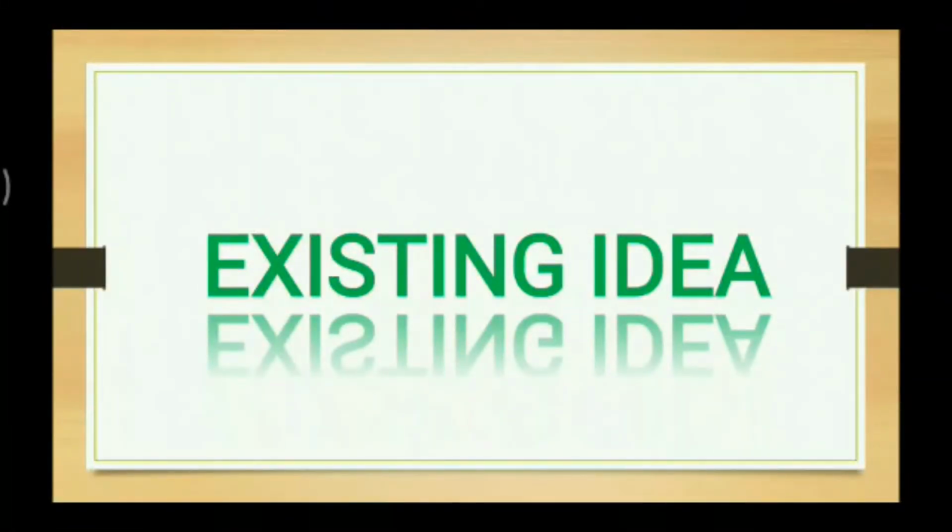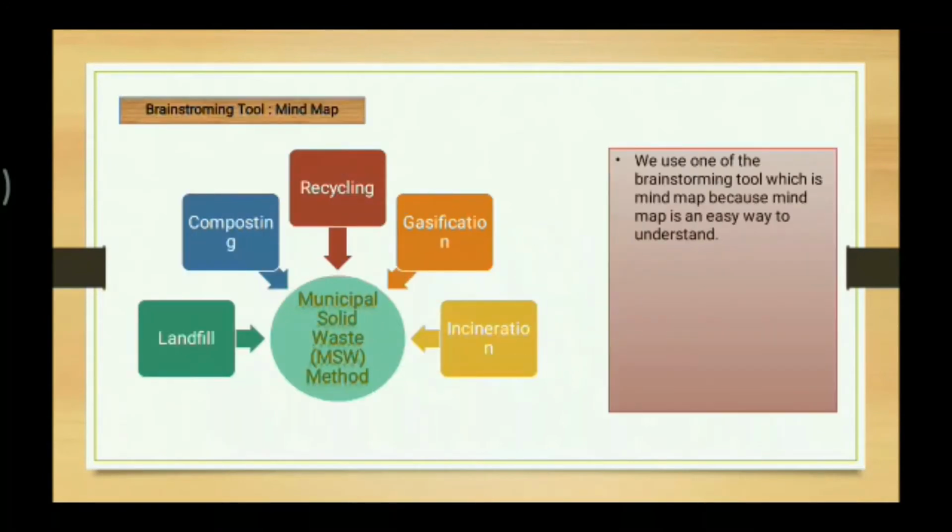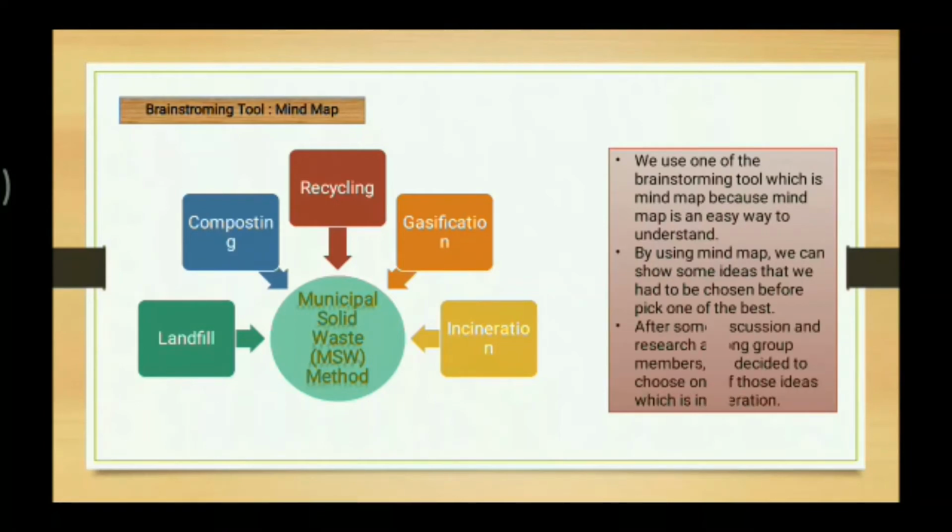I am representing the existing idea. We use one of the brainstorming tools, which is a mind map, because a mind map is an easy way to understand. By using a mind map, we can show some ideas that we had to choose from, such as landfill, composting, recycling, gasification, and incineration, before we pick the best one. After some discussion and research among group members, we decided to choose incineration.